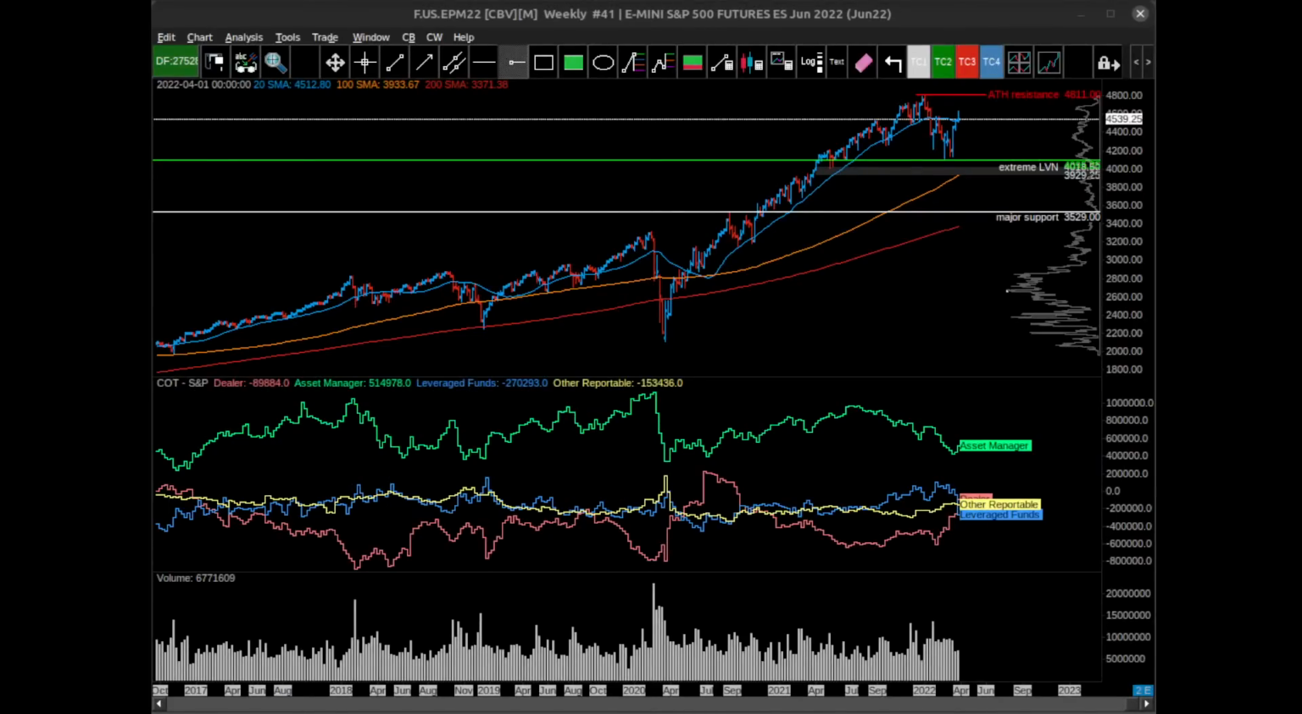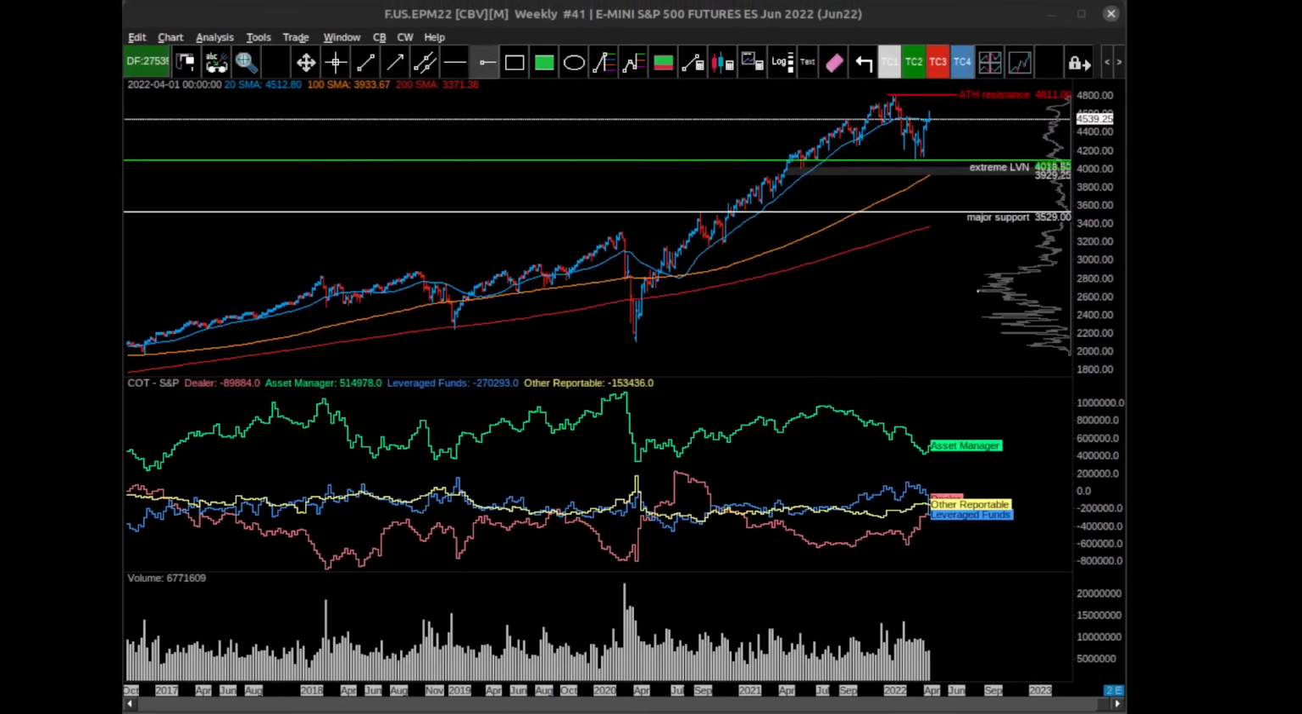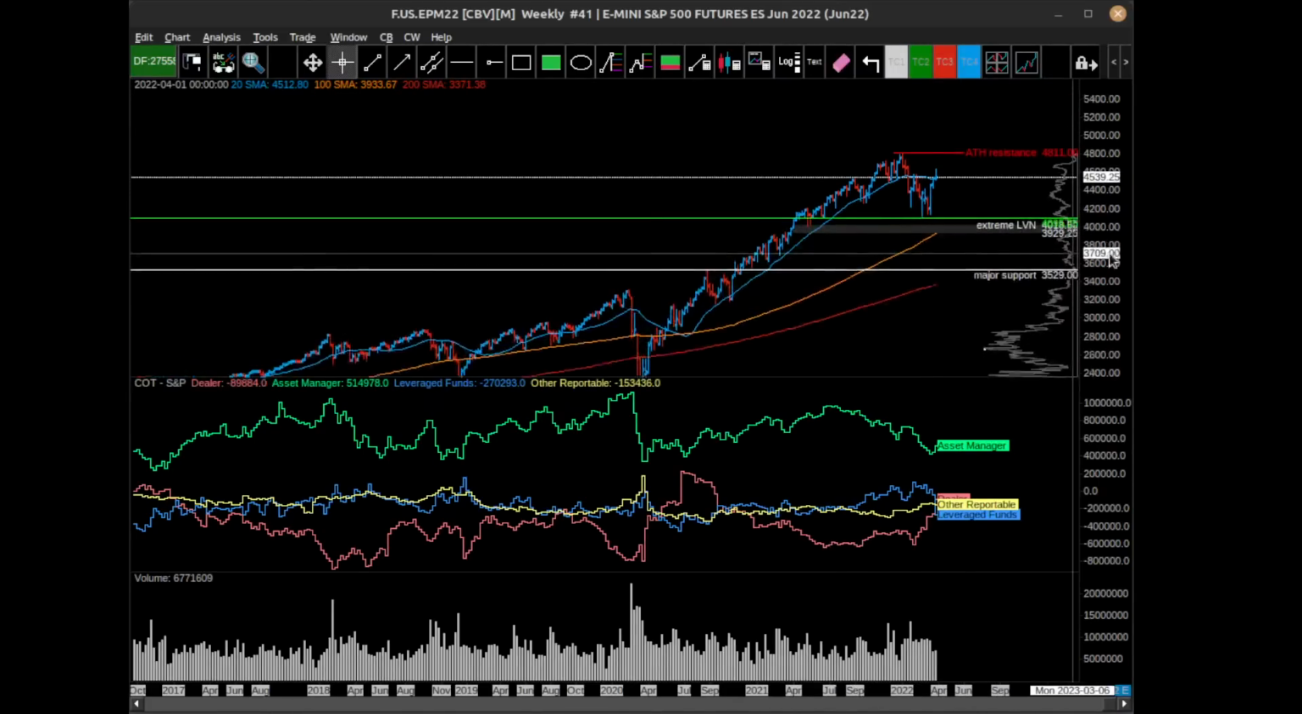So this is a weekly chart of the E-mini with the commitments of traders down here and then just volume. And then I've got some major moving averages, the 20, the 100, and the 200 SMAs here, right? I have here what are major zones, right? So this was the low. I think that this is something of note here.